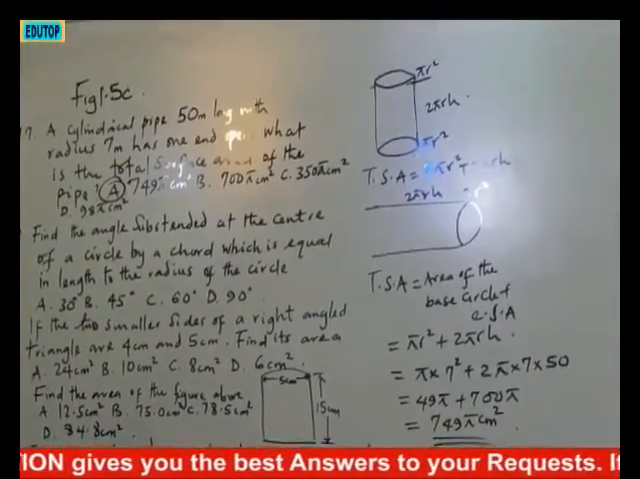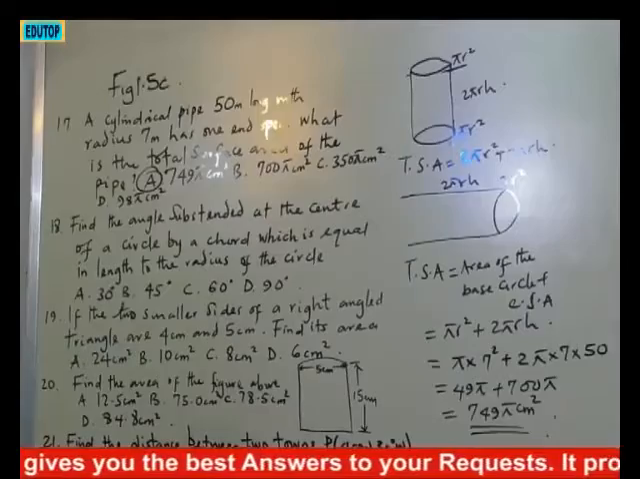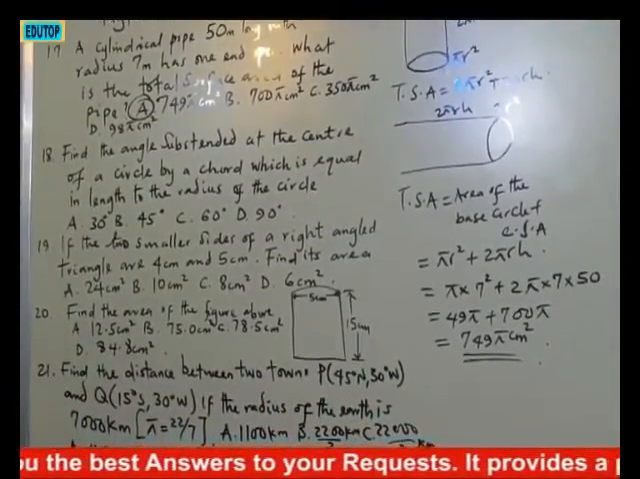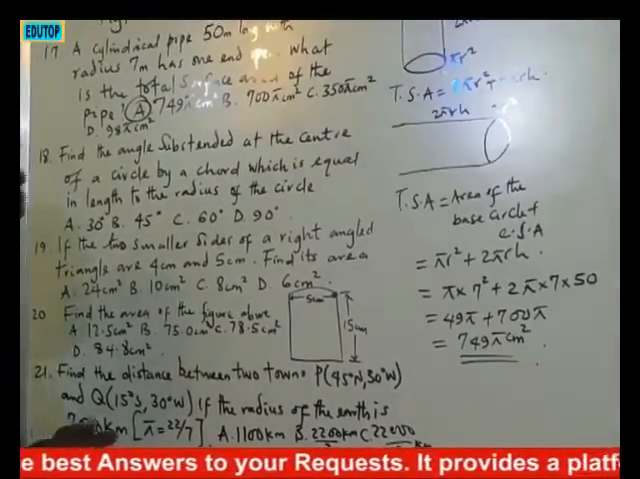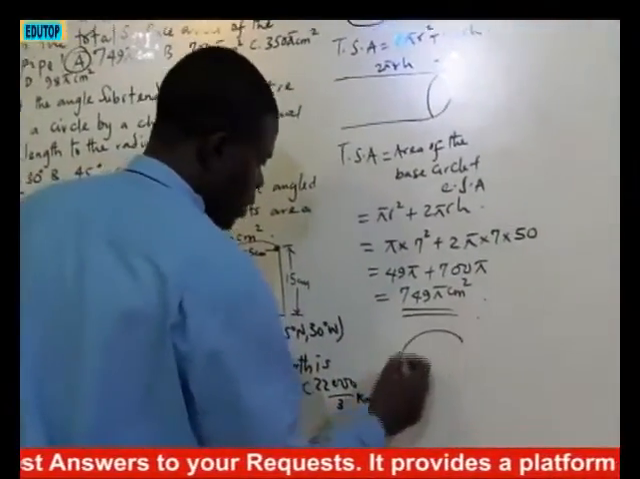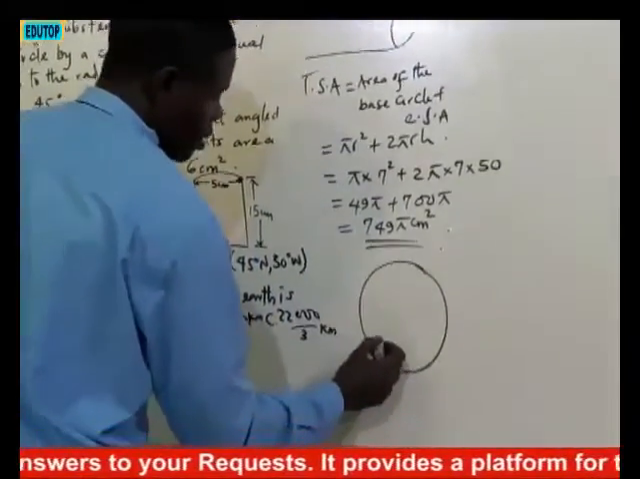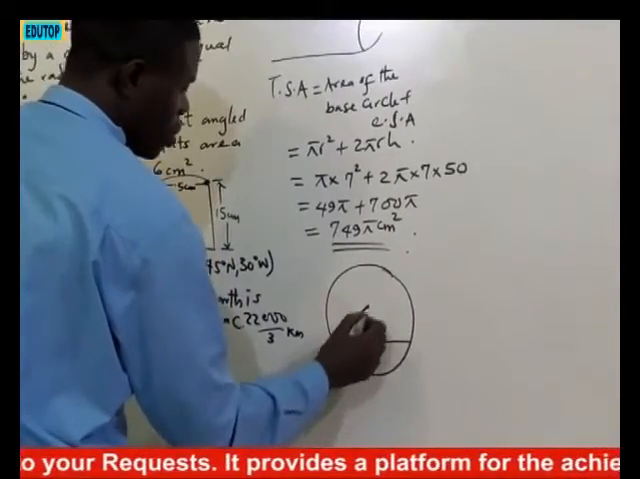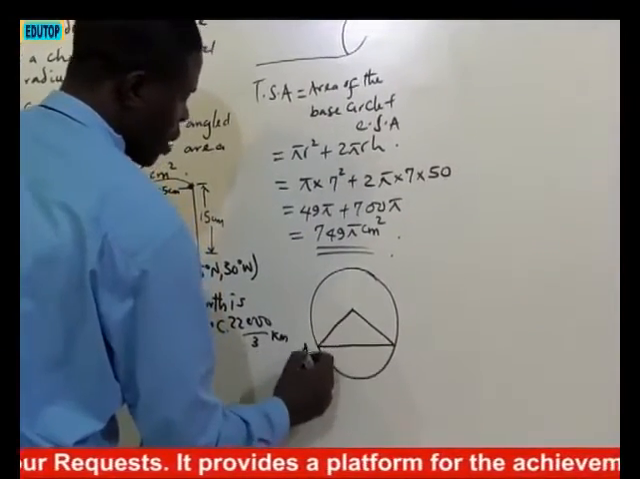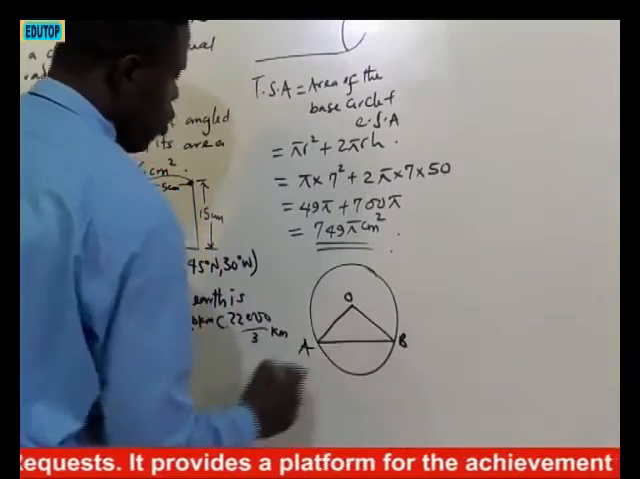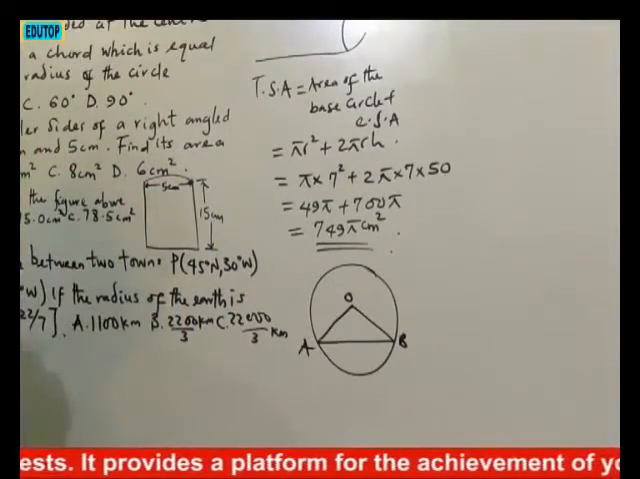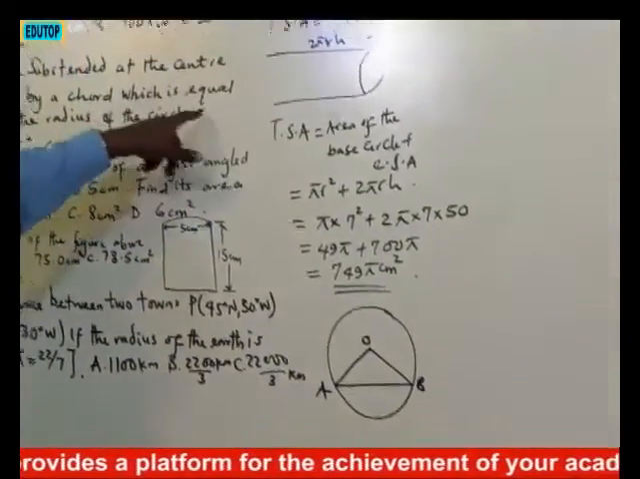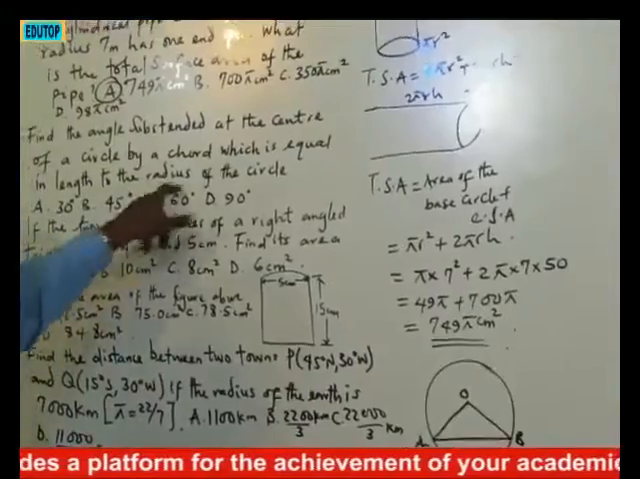Find the angle subtended at the center of a circle by a chord which is equal in length to the radius of the circle. So let's say we have a circle like this, and this is the chord, this is the center. Let's call this chord AB and center O. But the question gave us, take note of this statement, a chord which is equal in length to the radius of the circle.